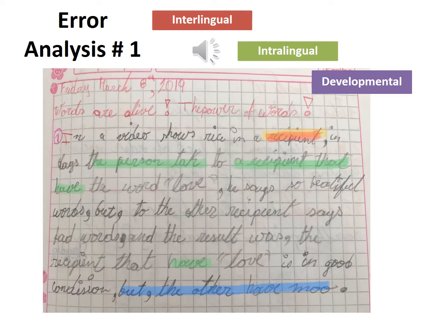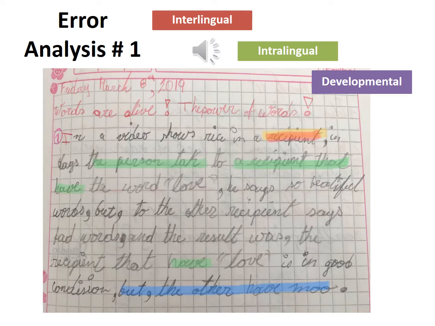In the first one, highlighted in red, we have "recipient." What she meant to say was a container or a bowl. That is an example of what we understand as false cognates. She was trying to refer to the bowl or the container containing this rice.